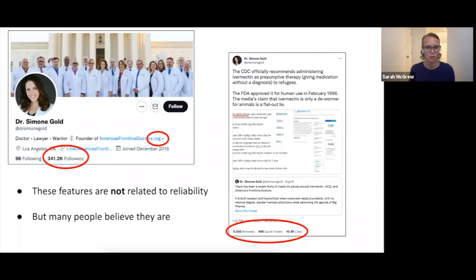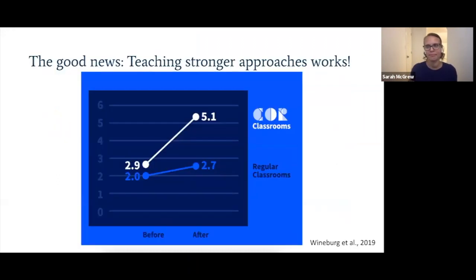So again, if we go back to Simone Gold's Twitter account, we see that she posts a website that ends in .org, right, which automatically makes a lot of people assume it's more reliable. She has over 300,000 followers. Her individual tweets get a lot of engagement, lots of retweets, lots of likes. So those could make someone think that she's quite credible, right? And so they might come to a different conclusion from that than from reading laterally and learning more about who Simone Gold is and what she's advocated for in the past. So those features, it's really important to emphasize, are just not related to reliability, even though lots of people continue to believe that they are.